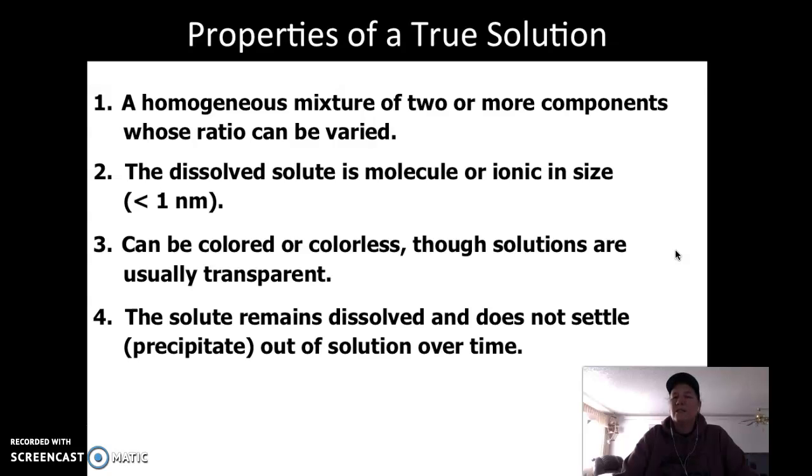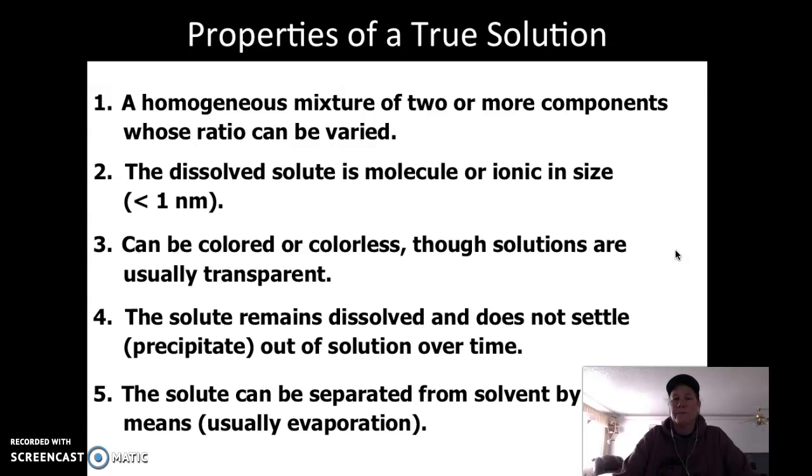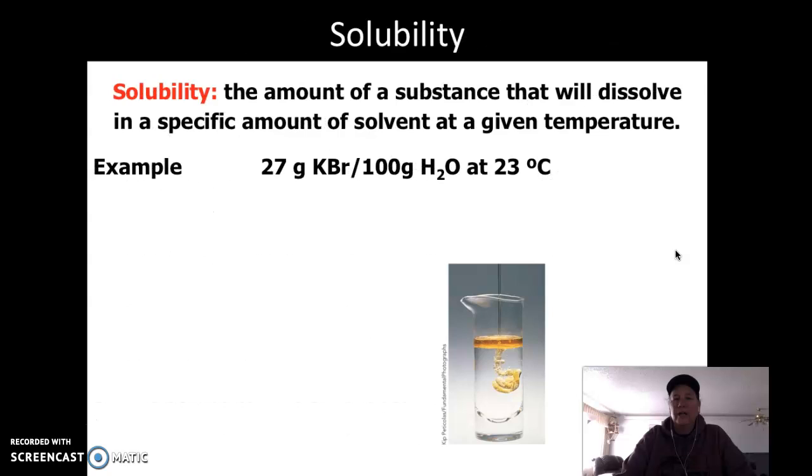The solute remains dissolved and doesn't settle out. So if you see particles settling out on the bottom, and this can happen with a saltwater solution if you add too much salt, but if no particles settle out, then you know it's a true solution. And you can separate them again. If you make a solution with solute and solvent, you can use a physical means, usually evaporation. If I make a saltwater solution and I want to get my salt back, I just boil off the water and then I get my salt back. So with a true solution, you can get your solute back. And there's no settling, the particles are very small.